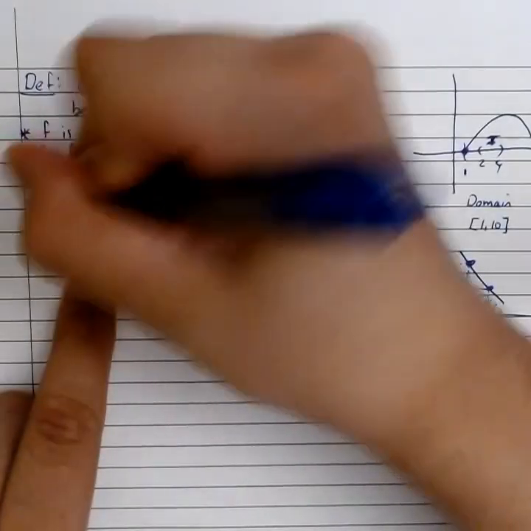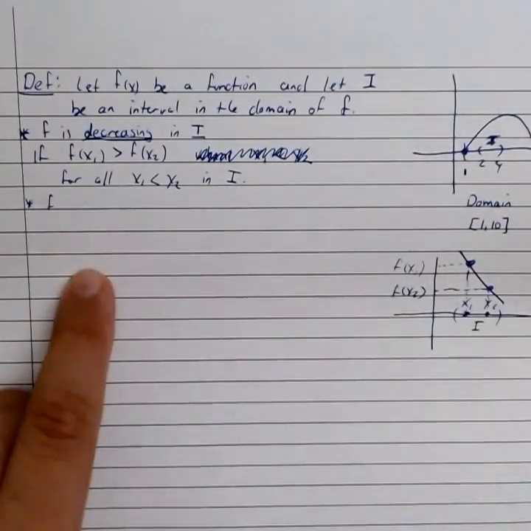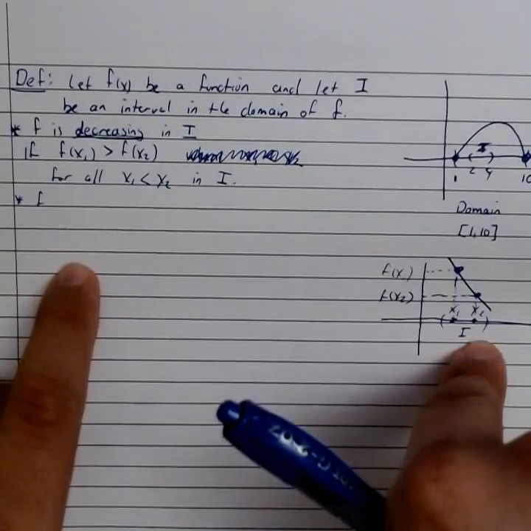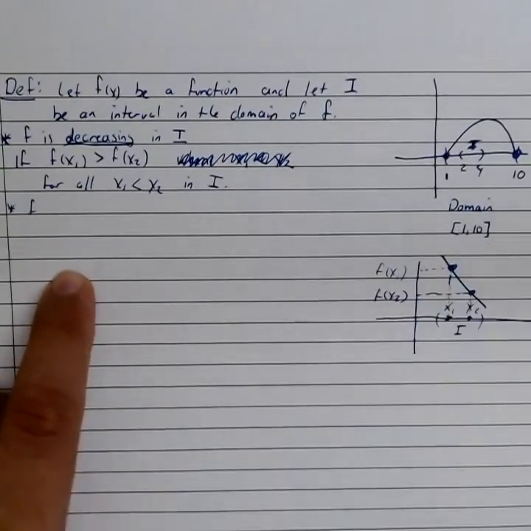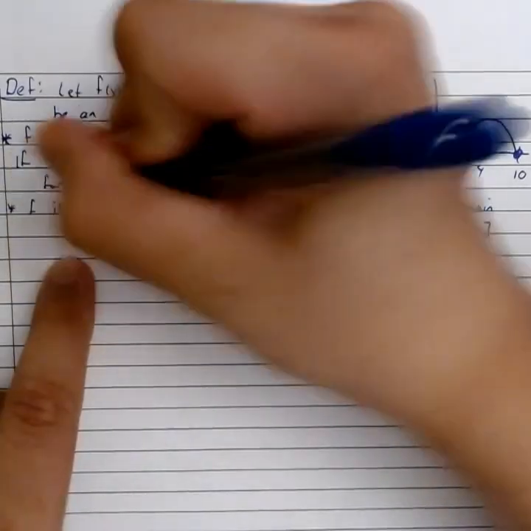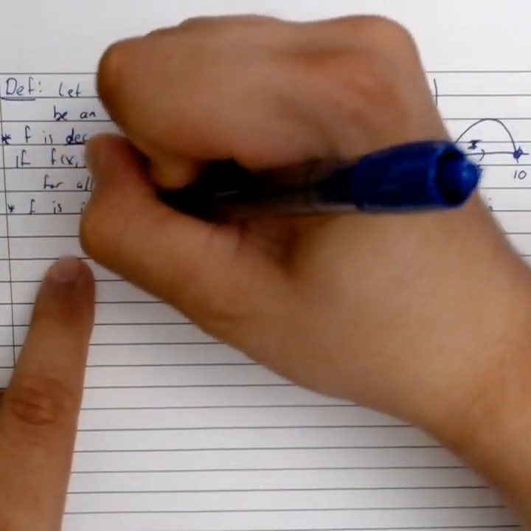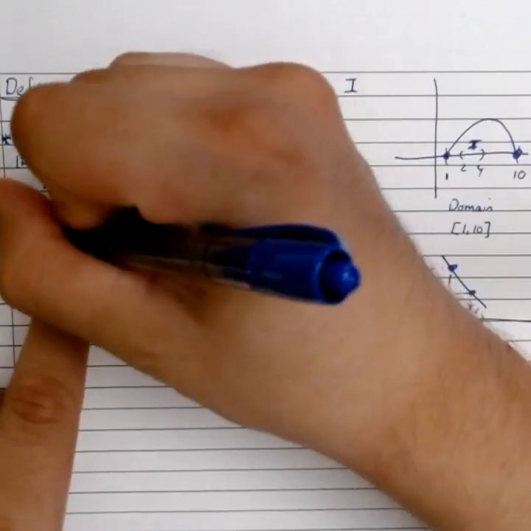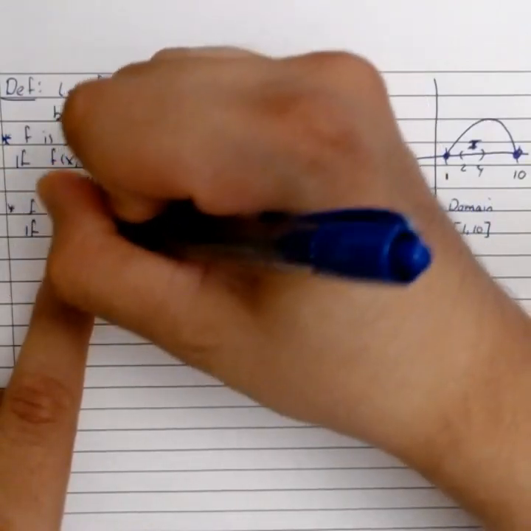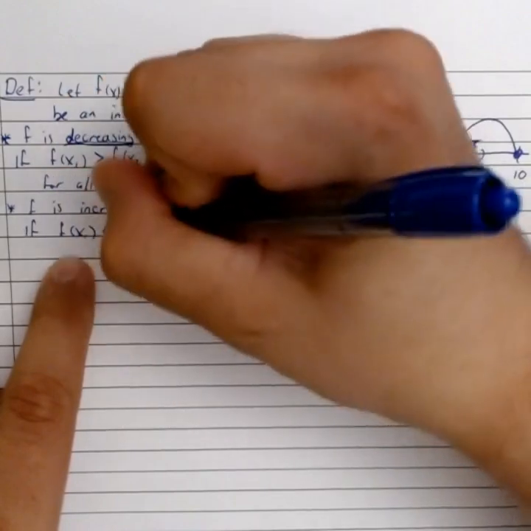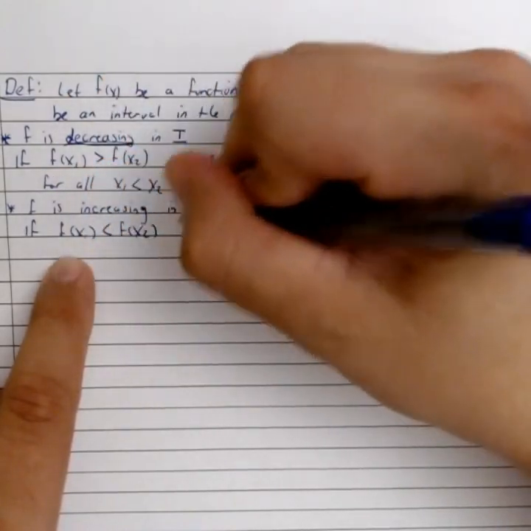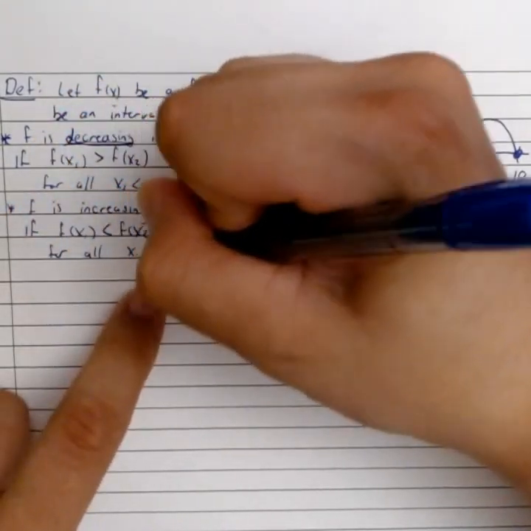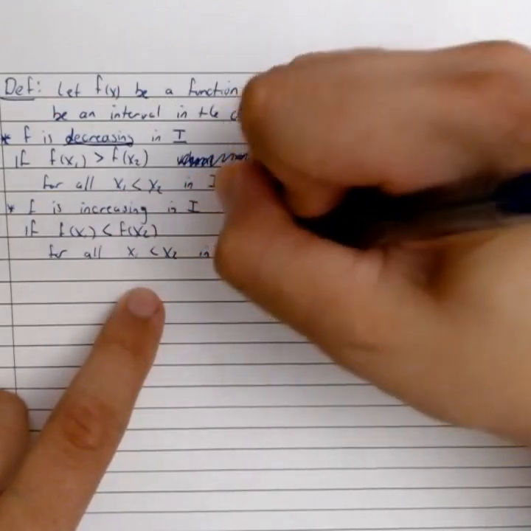Increasing is almost the same definition, but we're going to flip one inequality, because for decreasing, as you go from left to right, you want it to be going down. For increasing, as you go from left to right, you're going to want it to go up. So here f is said to be increasing in I if f of x1 is less than f of x2 for all x1 that's less than x2 in I.